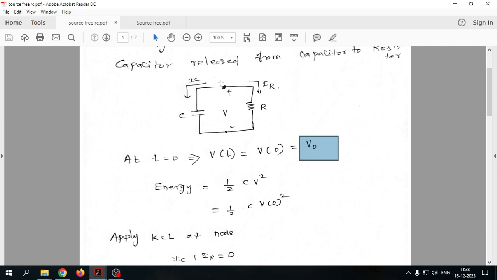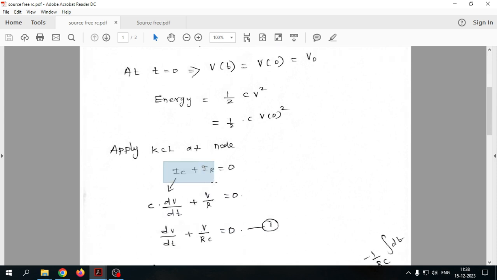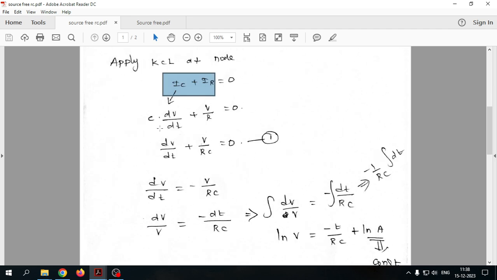Now apply KCL at this node point. Because the starting points of the resistor and capacitor are the same point, they can be considered a parallel circuit. So we can apply KCL at this location to find IC and IR. As far as KCL is concerned, both currents are assumed outgoing, so IC plus IR is equal to 0. There is no incoming current for this circuit. IC can be written as C dV by dt, and IR can be written as V by R according to Ohm's law.